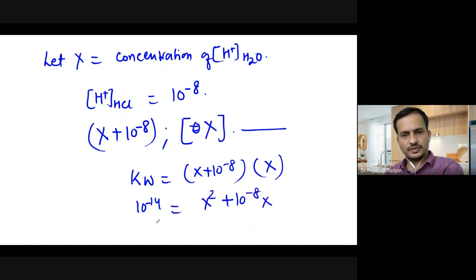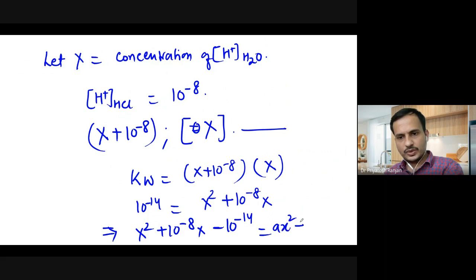Try to solve this equation. I can rewrite it as x squared plus 10 raised to the power minus 8 x minus 10 raised to the power minus 14 x. By now, you can see that this is nothing but a quadratic equation, ax squared plus bx plus c equals 0.